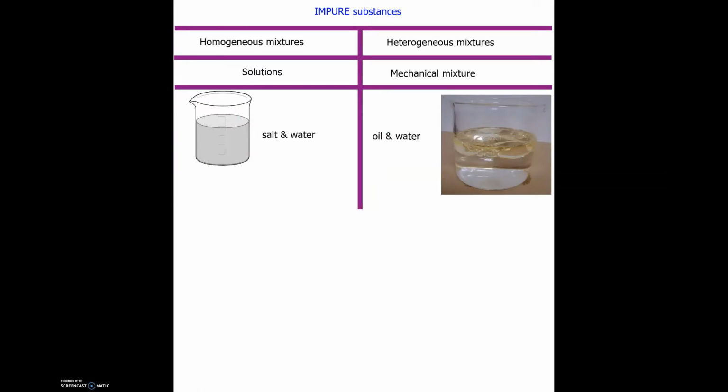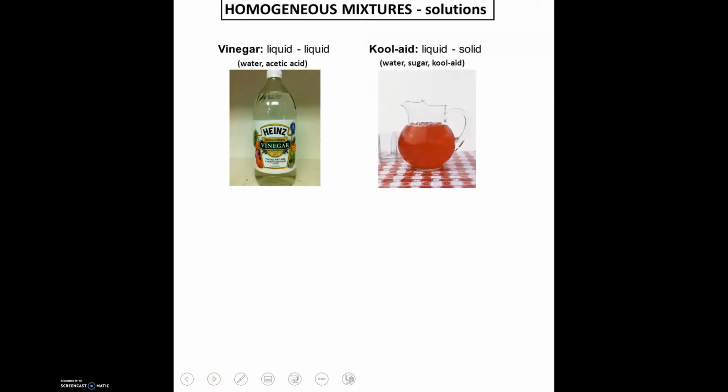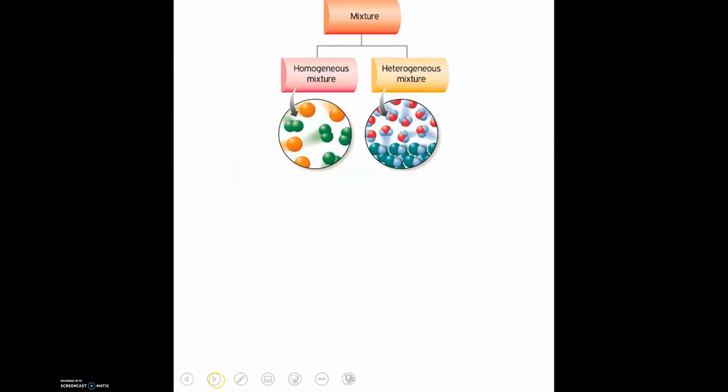So more examples of homogeneous mixtures. Your solutions would be salt water because it looks the same throughout. Whereas an example of a mechanical mixture would be oil and water. It separates and you can see the oil from the water. All right, more examples of homogeneous mixtures. So those solutions, vinegar and Kool-Aid because it looks the same throughout.